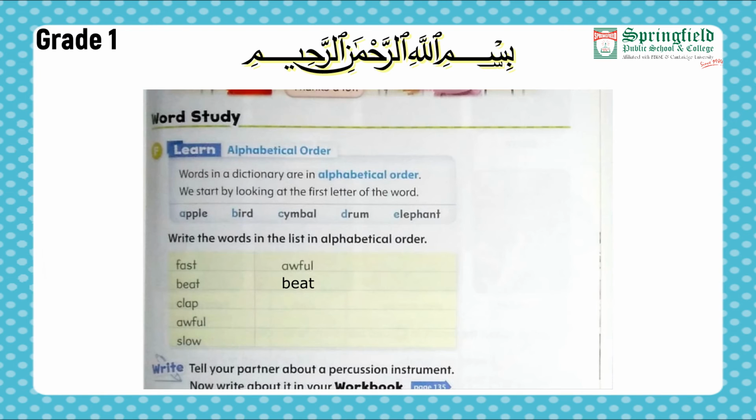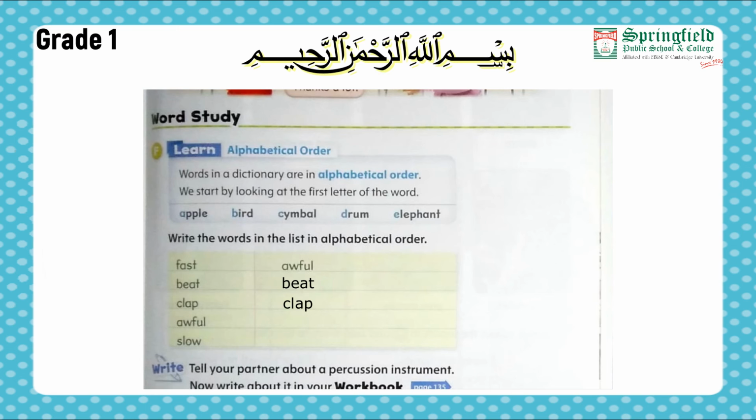Now let's look at the letter C, if there is any letter C. So do you see a letter C, kids, here? Right, we can see a letter C here as well. So we are going to write it in third position. Now what comes after C? D.